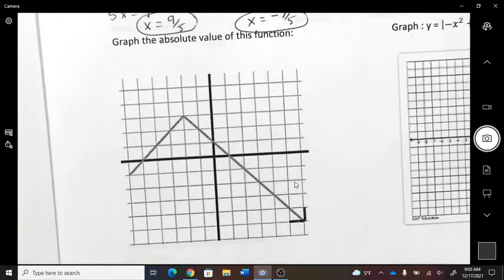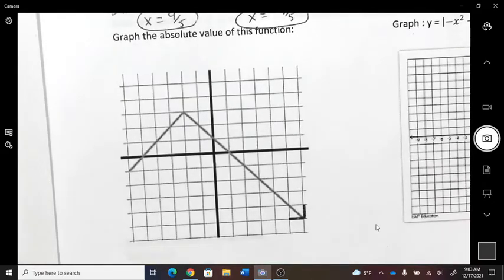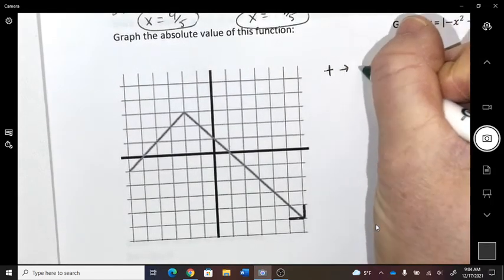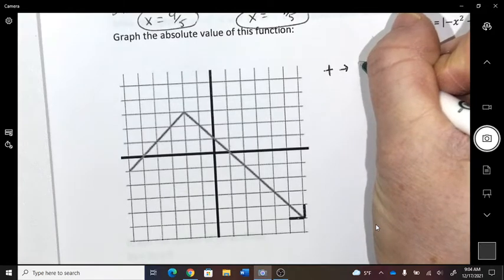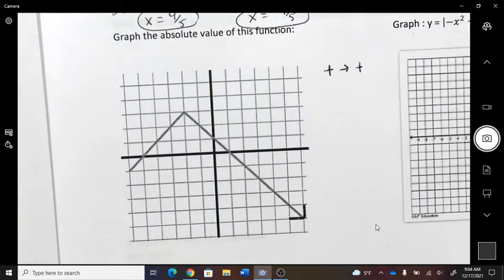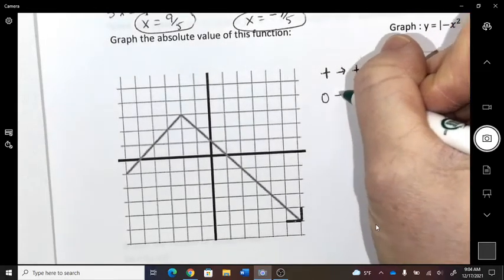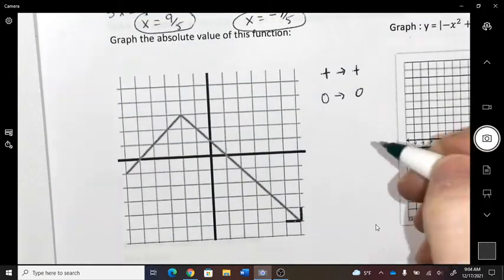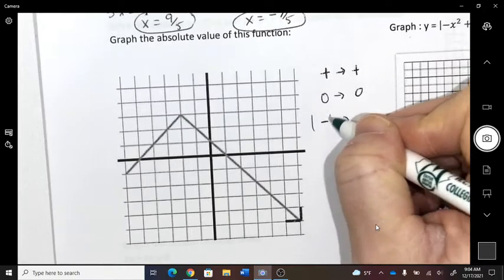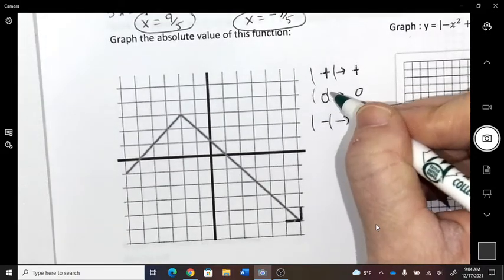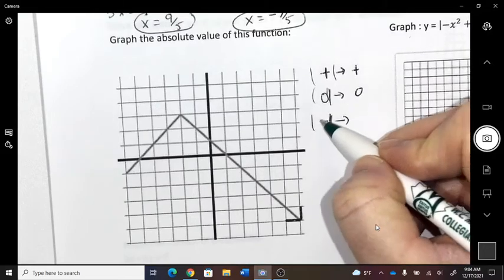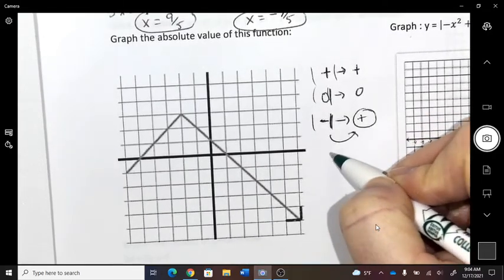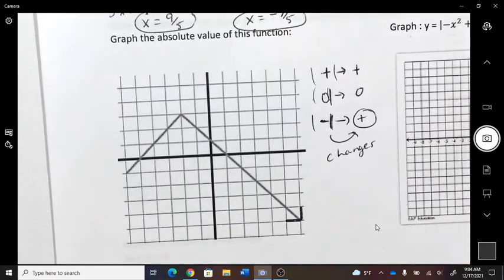Okay, graphing. So graphing absolutes, there was 3 rules. If your graph is positive and we absolute a positive, nothing happens. If we absolute 0, nothing happens. The absolute of 0 is still the absolute of 0. But if we absolute a negative, what happens if we absolute a negative? It changes. So those are the 3 ideas we're looking for.